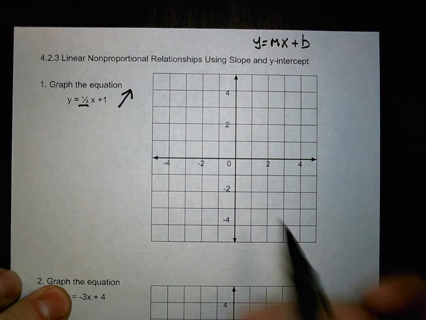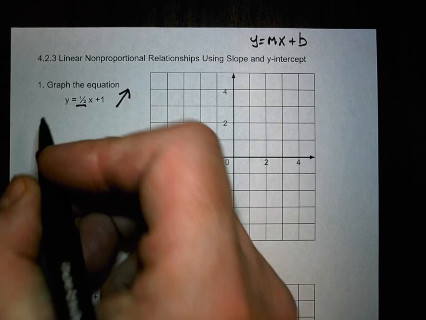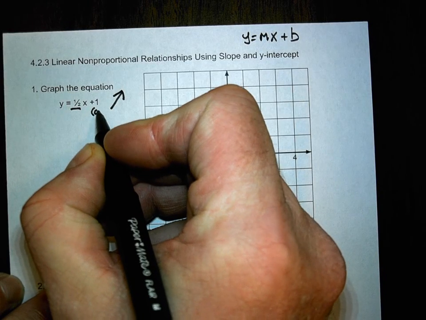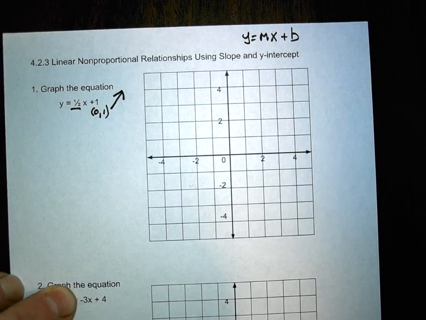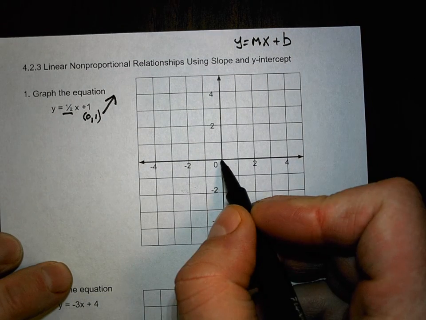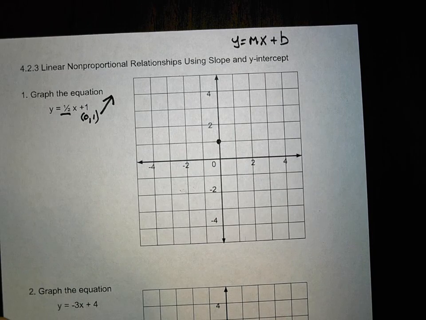So let's look at this. First thing we do to plot a line: what's the first coordinate we already have? What is the one up there that's already a coordinate? It's 1, because that's b. It's actually 0, 1, isn't it? Because the x-value is 0, whatever the b is. So I have a point. I go to 0, 1, and there's my first point. That's my b, or my y-intercept.